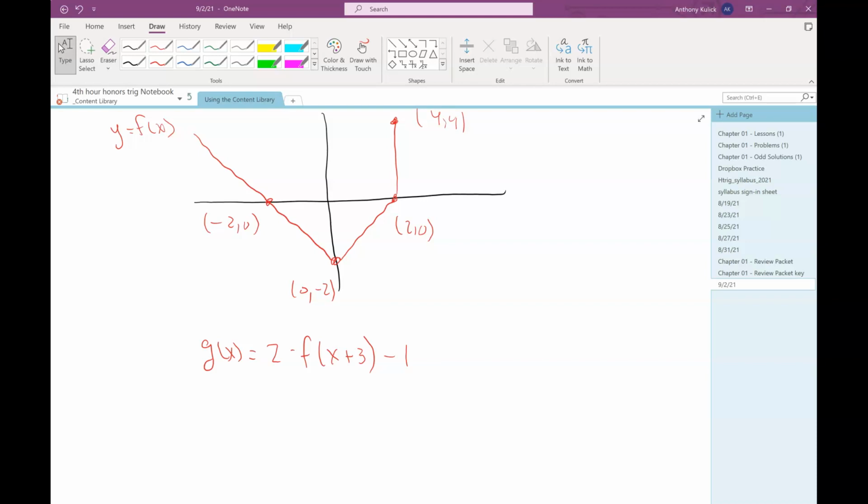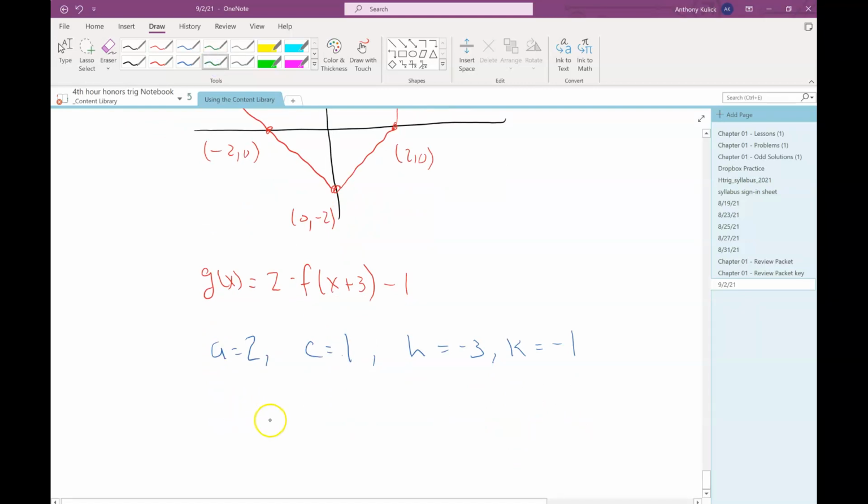So the first thing I'll do is obtain the values for A, C, H, and K. In this problem, what's my A? 2. What's my C? 1. What's my H? -3. And my K? -1.